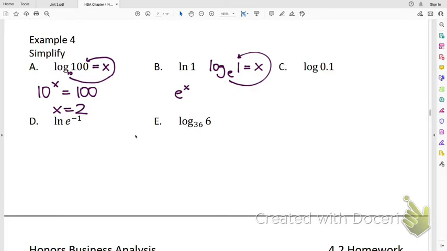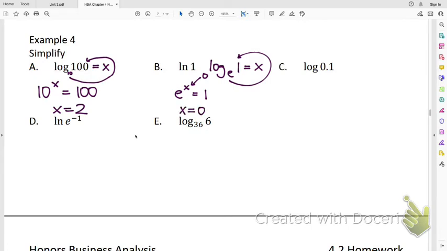e to the x power equals 1. Now, I don't know a whole lot about e powers. We did talk about e being about 2.718, but I do know that one of my exponent rules is anything to the what power equals 1? 0. So I know that has to be a 0. Okay? So I'm going to remember that anything to the 0 power is 1.